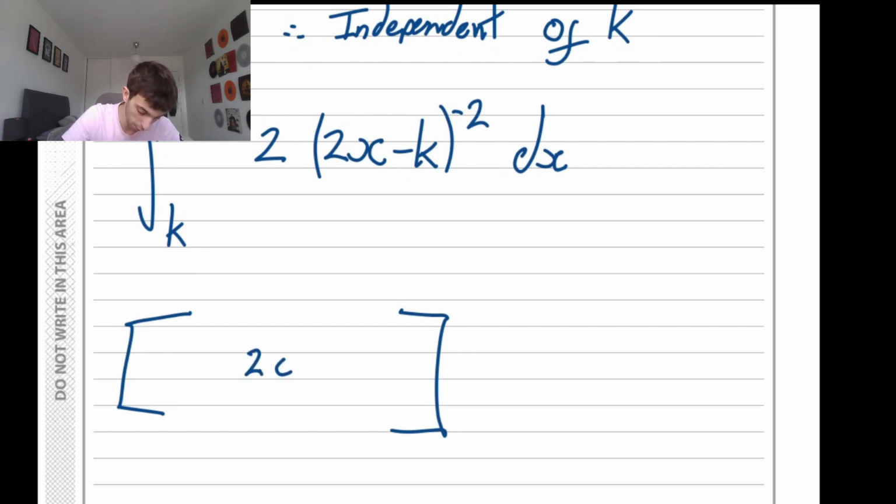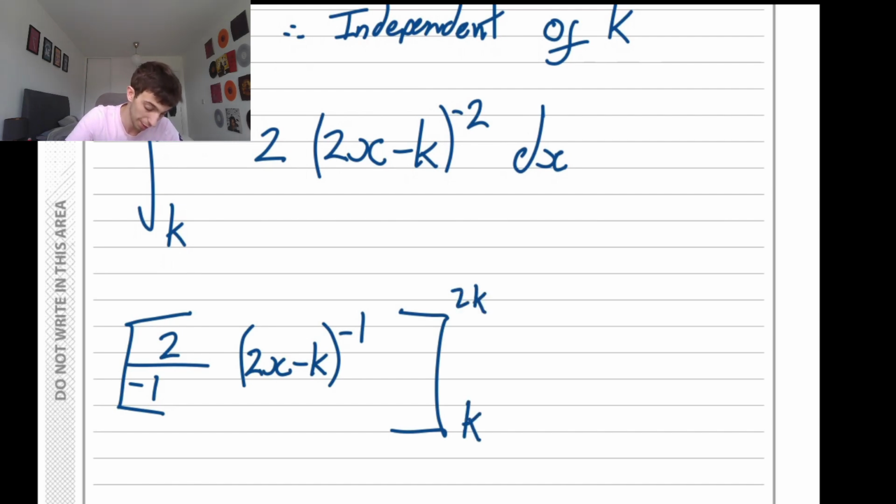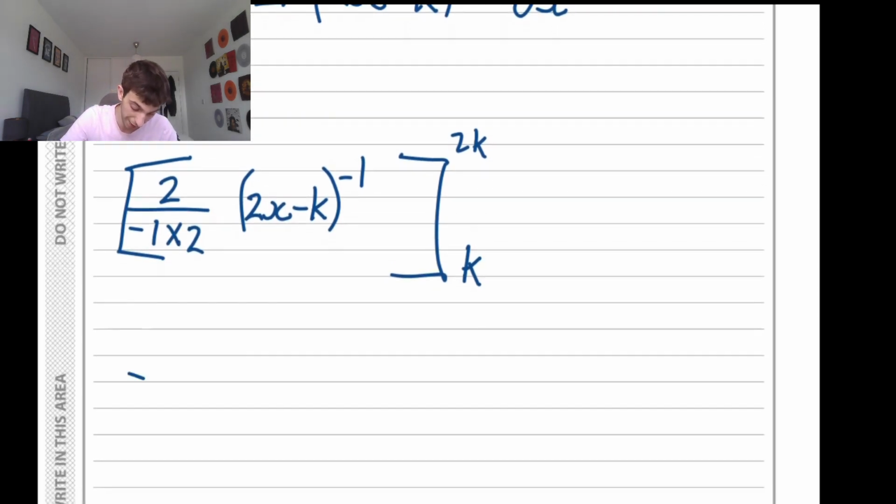So what do we have? Raising that power up by 1, we have (2x minus k) to the power of minus 1. We're going to divide by the new power, so it's going to be 2 divided by minus 1, and we also have to divide by the inside of the bracket differentiated, which would just give us 2. So we also have to divide by 2. So this is going to be 2 over minus 2, so we're left with minus 1. Let me just write this clearly: minus 1 over 2x minus k, because (2x minus k) to the power of minus 1 is the same as writing 1 over 2x minus k.